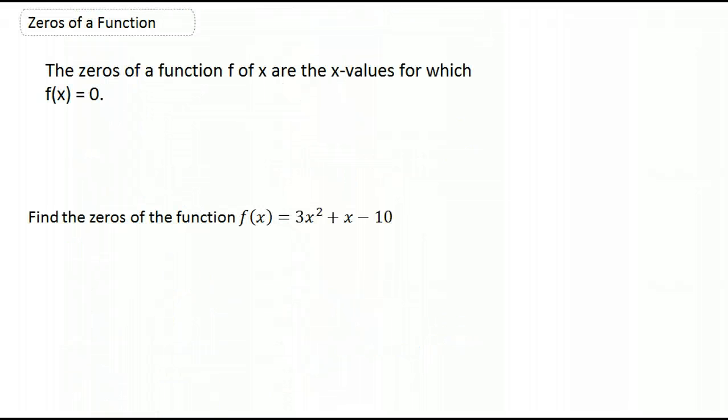Okay, it's really useful to find the zeros of a function because those are places where the function crosses the x-axis. And the zeros are defined right here. The zeros of a function f of x are the x values for which f of x equals 0.